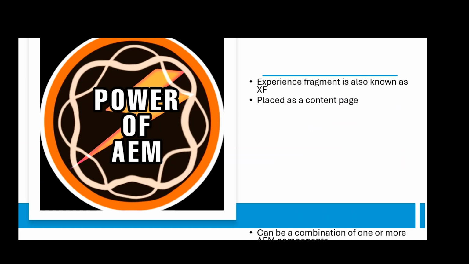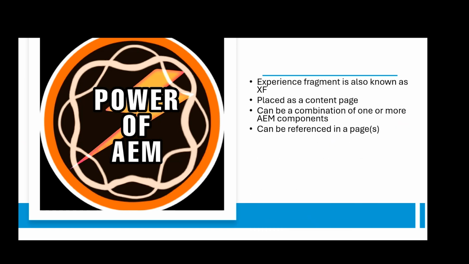Move to the next point. As this is a content page, it means multiple components could be aligned on the experience fragment. So it could be one or more than one. When we are placing any component on the experience fragment, it means we also take the reference either the experience fragment or any external component that we want to use in the experience fragment.